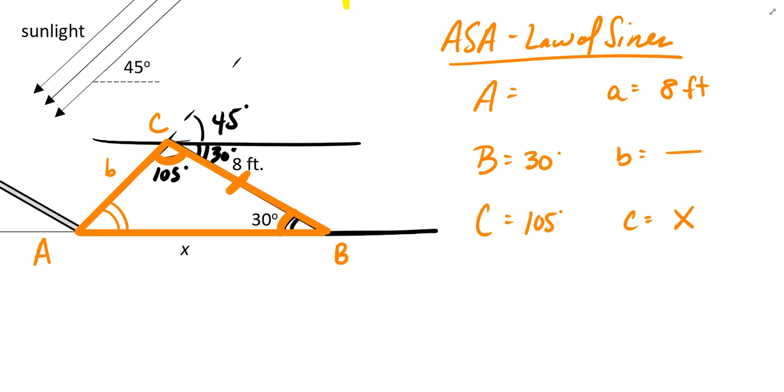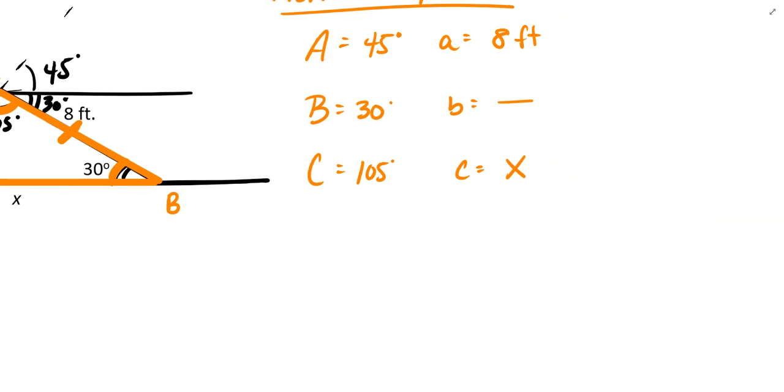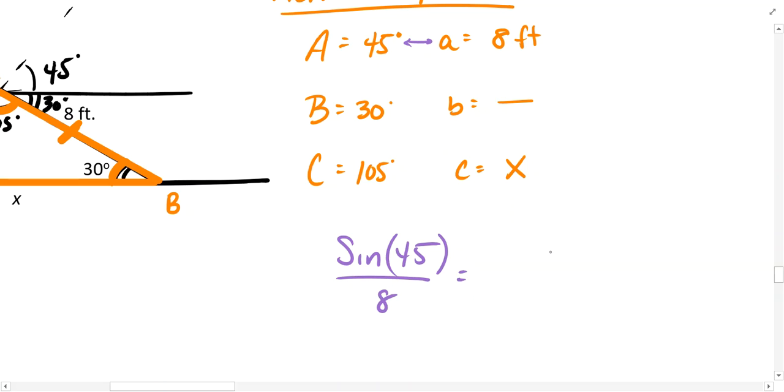That's easy to do. The sum of our three angle measures must be 180 degrees. These two add to 135, so an angle measure of 45 degrees would be sufficient to make the sum 180. So this angle measure is 45 degrees at this position. Now that I have two components that are opposite of one another, I can set up the law of sines. Sine 45 divided by 8 must be equal to sine 105 divided by x.